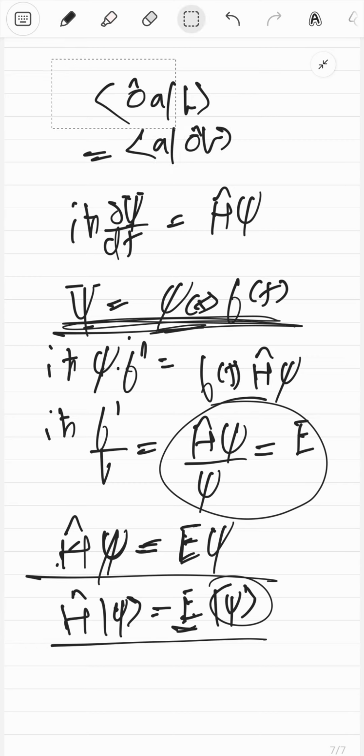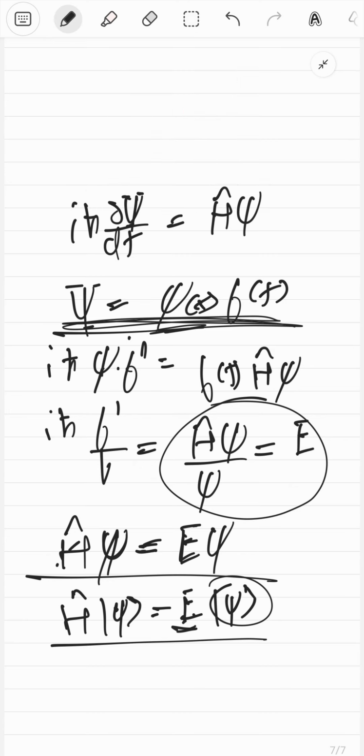That's a Hermitian operator, but never mind all that. Okay, so where was I?